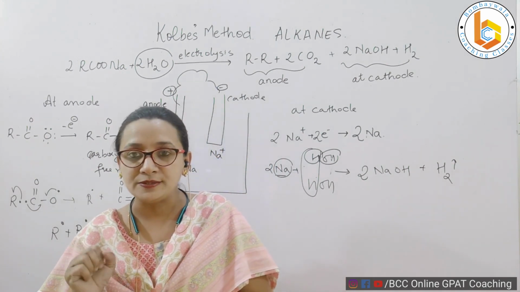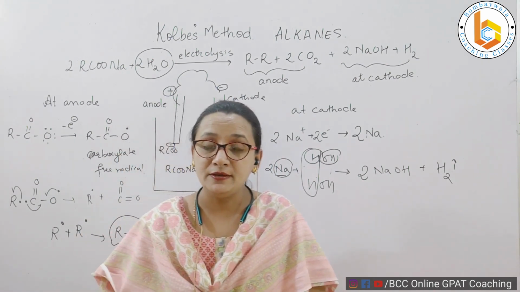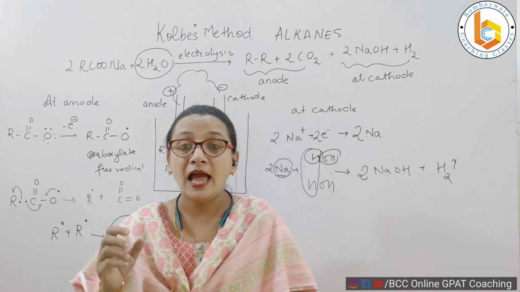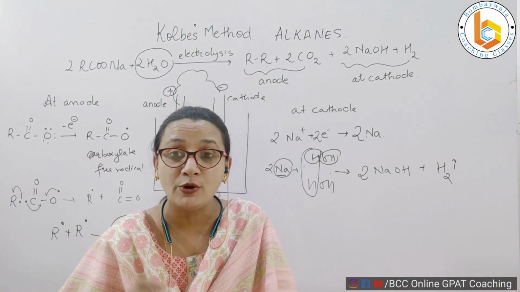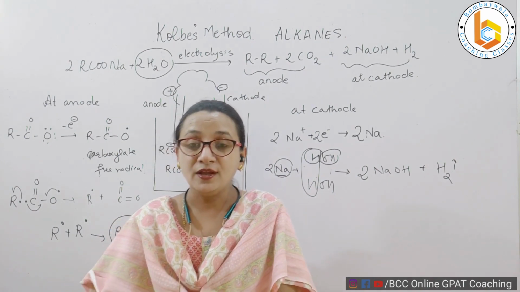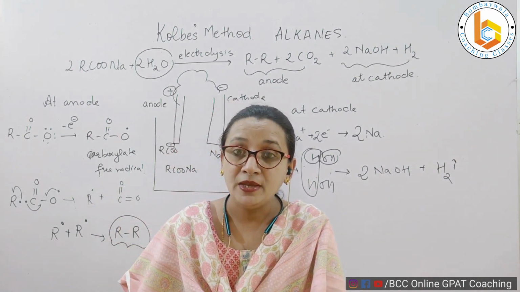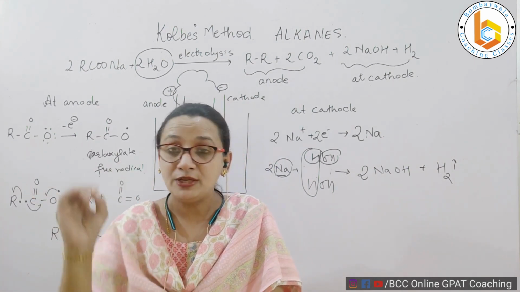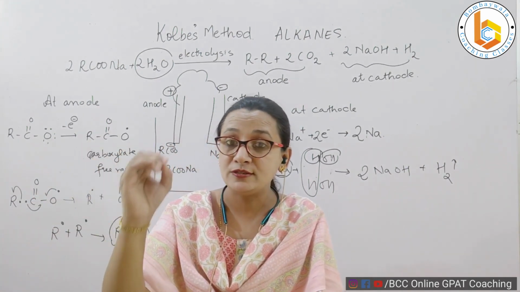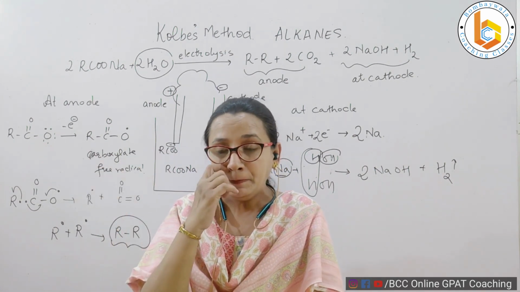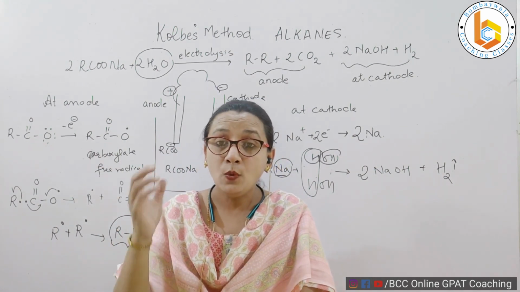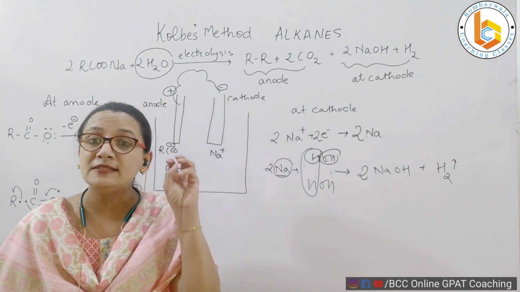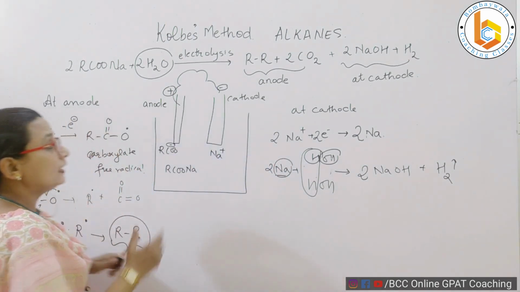Now my dear students, Kolbe's method is a very unique and very important method, but this method has a very important disadvantage. The disadvantage of Kolbe is the same as that of Wurtz synthesis of alkanes. Please do watch my video on Wurtz synthesis of alkanes. Now, what is the disadvantage? The disadvantage is that you can only synthesize symmetrical alkanes.